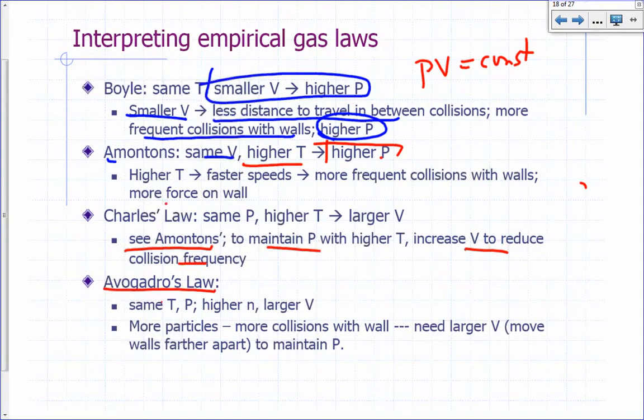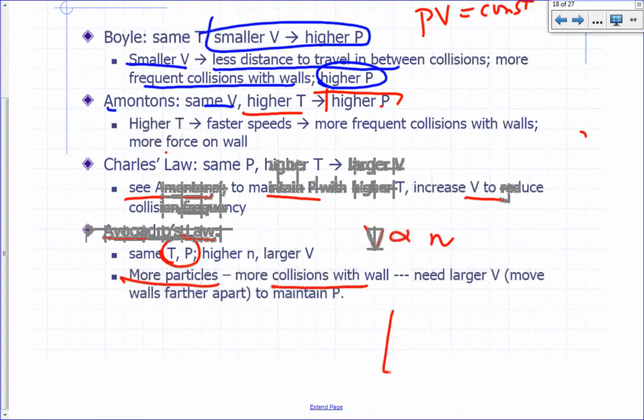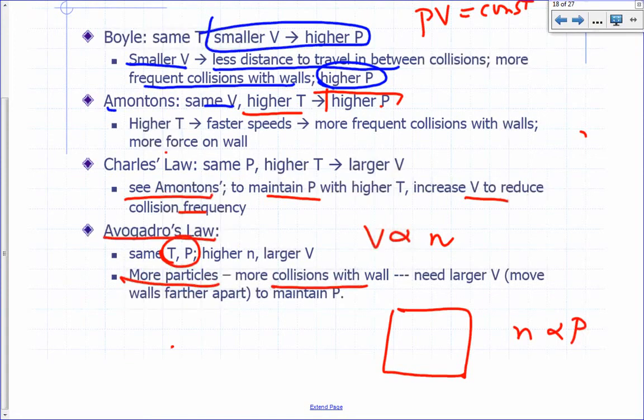Avogadro's law: same temperature and pressure, volume is directly proportional to the number of moles. Okay? How do we explain that using kinetic molecular theory? Well, the more particles you have, the more collisions with the wall. If you have a fixed volume container, the number of moles will be directly proportional to the pressure. If you increase moles, pressure has to increase. If you want to maintain the pressure, you'll have to make your container bigger, okay, to maintain that pressure.